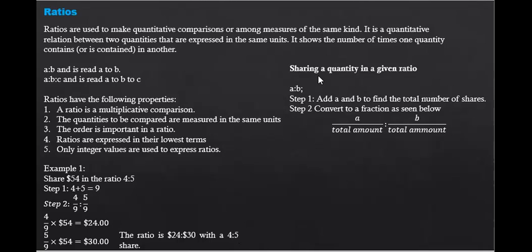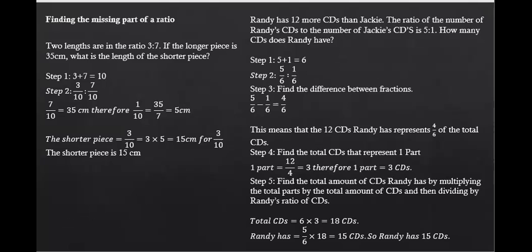Now we also have sharing a quantity in a given ratio. So if we want to add A and B, these are the steps that we just went through. We're going to add A and B to find the total number of shares, and we're going to convert to a fraction. Right, moving on.